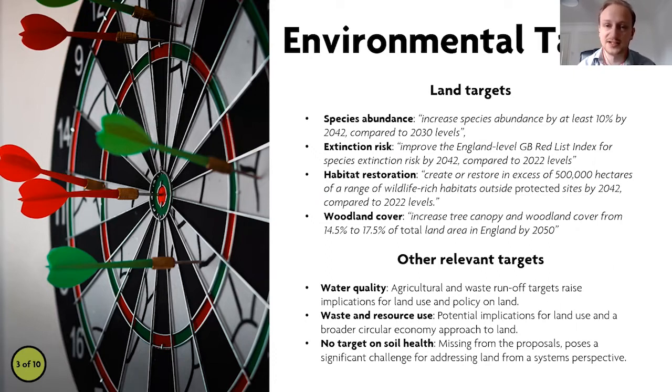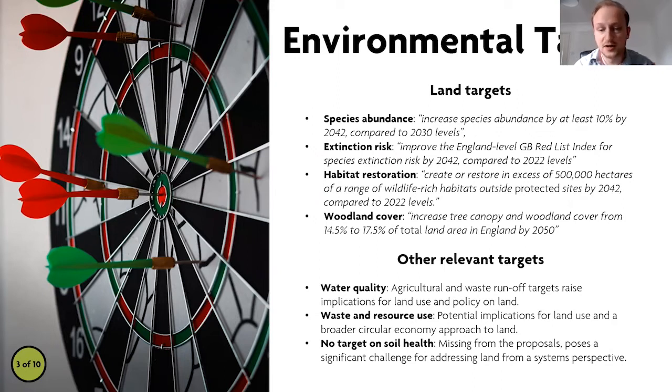And the reason it's 2030 levels is that it is paired with a government commitment to halt the decline in species abundance by 2030. And then the idea is under this target that it would be increased 10% above that halted bottom line. The second target is about extinction risk. So it is red list level, and it is improving the state of that by 2042.